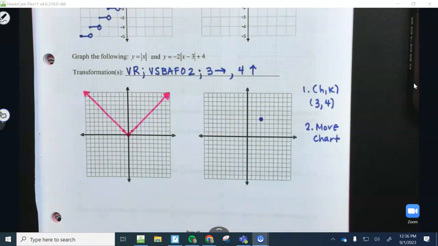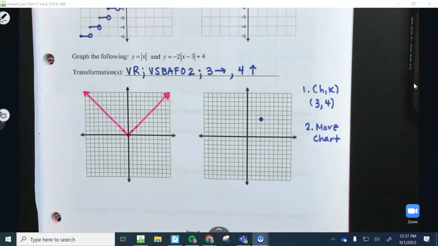And then, guys, look at the stretch or shrink. This is on the outside. This is away from the X group, not touching the X group at all, which means your movement chart over here, this is the movement chart for the parent function for the absolute value. Since that -2 is nowhere near the x's, you're going to take that -2 and multiply this column.